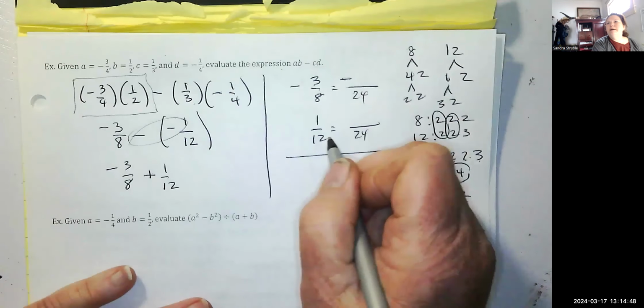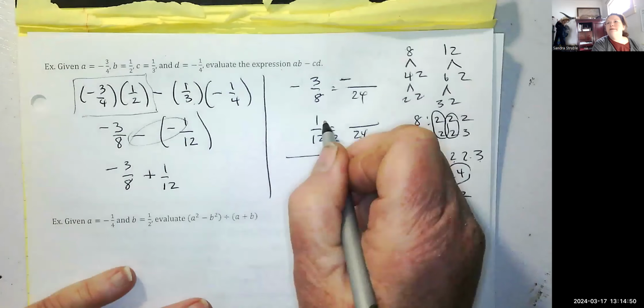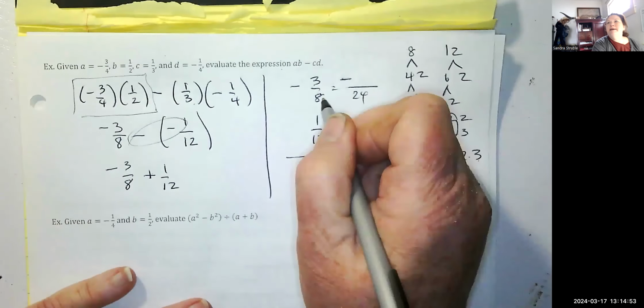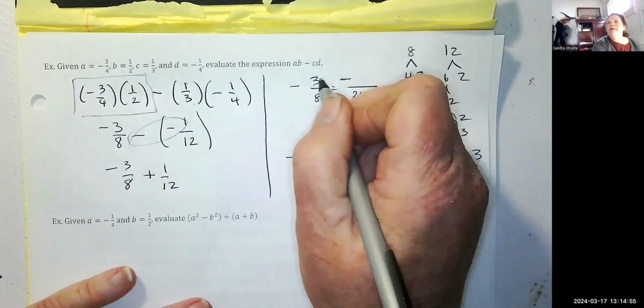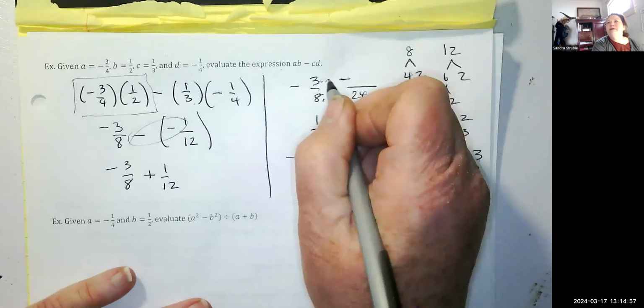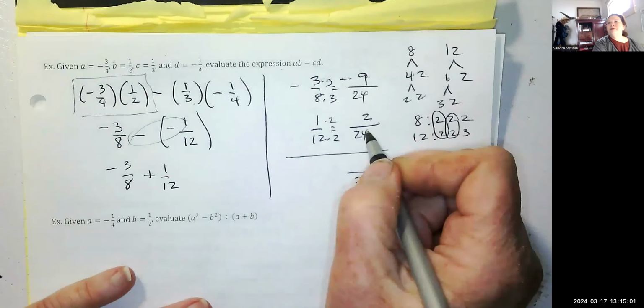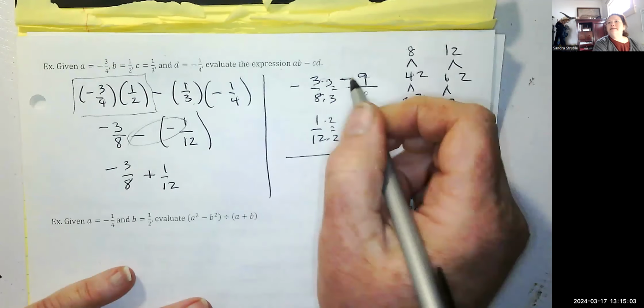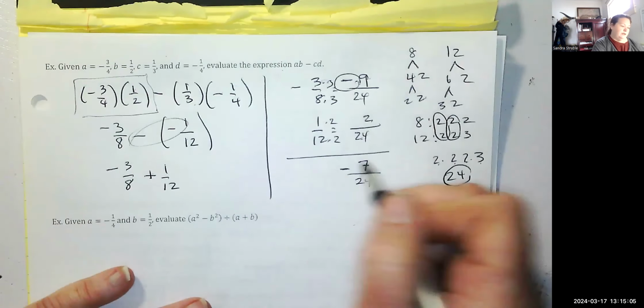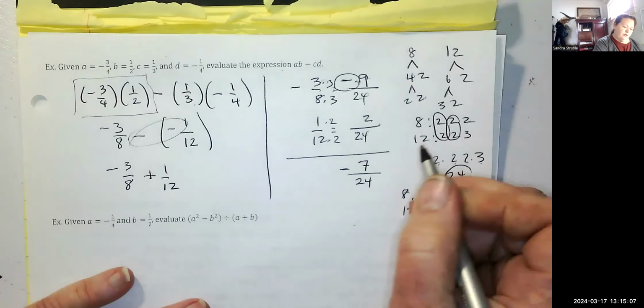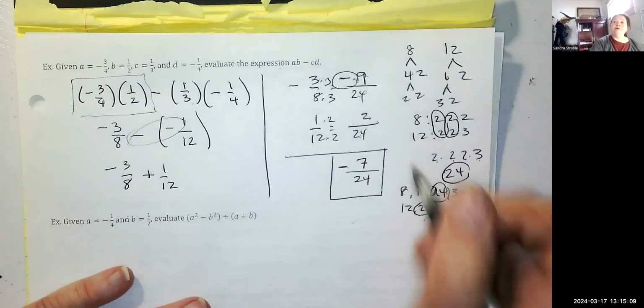All right, 12 times 2 is 24. 1 times 2 is 2. 8 times 3 is 24. And negative 3 times 3 is negative 9. The signs are different, so we're going to subtract and take the sign of the larger number. So negative 7/24 is our answer. It cannot be reduced.